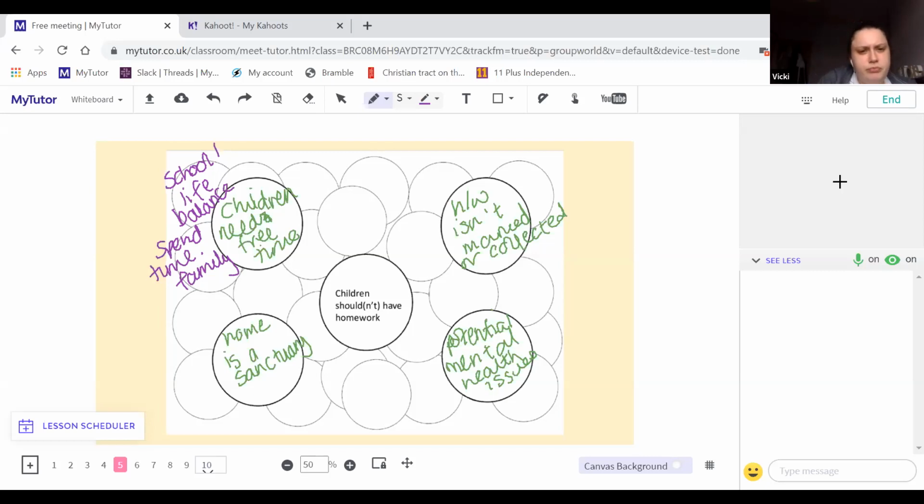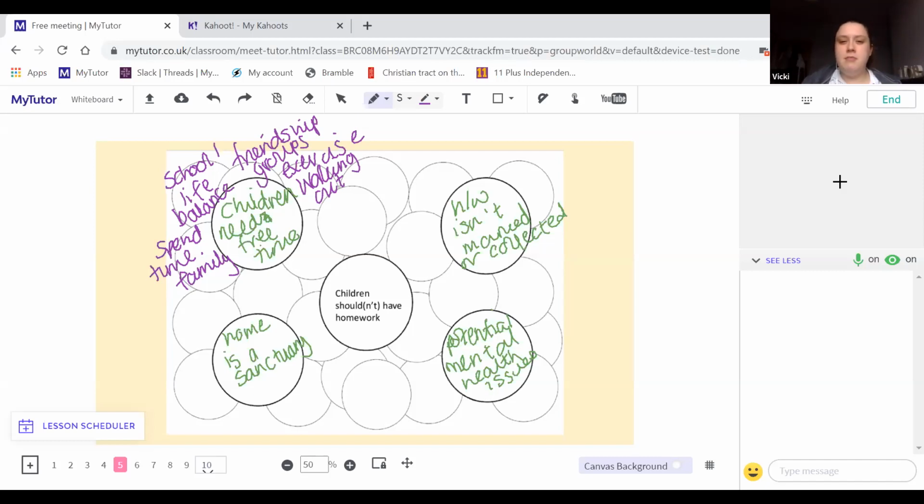What was the other thing I was going to say? So exercise and maybe working out, gym stuff, and then just friendship groups as well. So nourishing all of those things. All of those could come under the heading of giving reasons why children need free time.